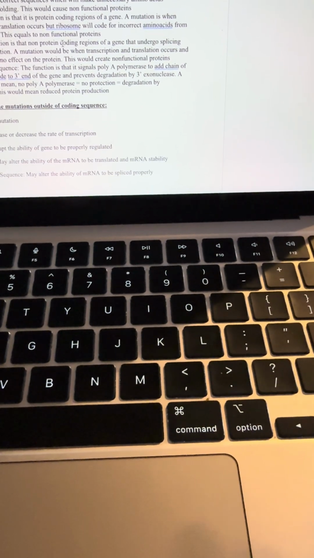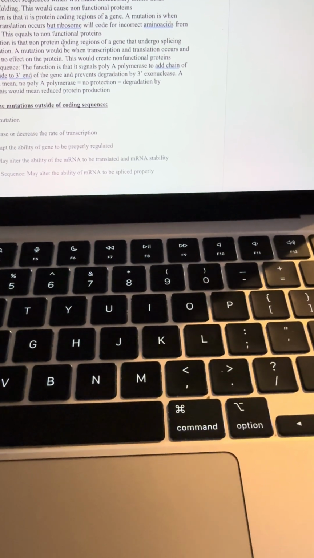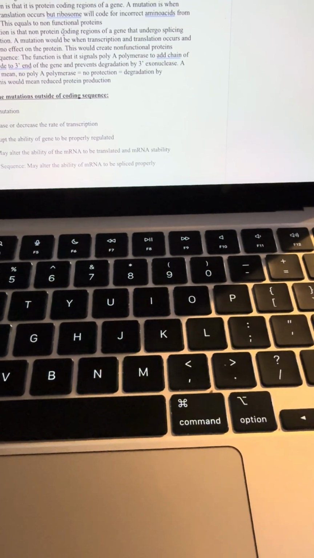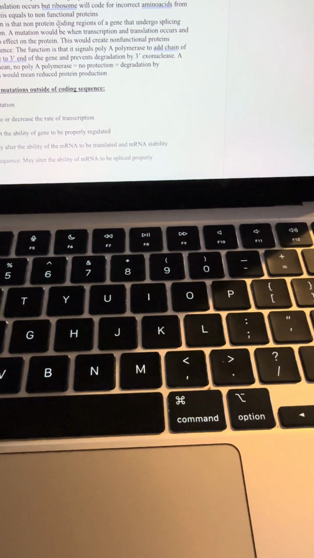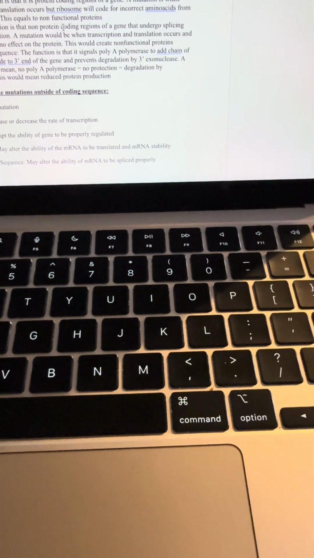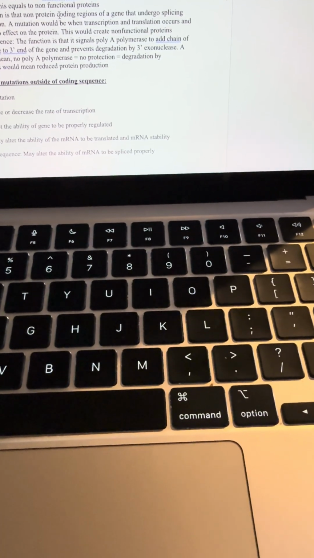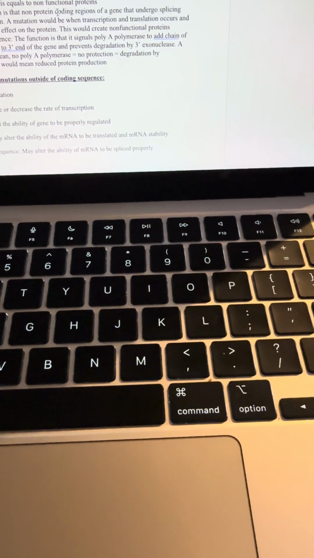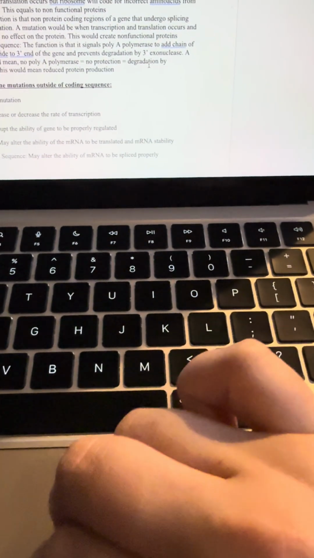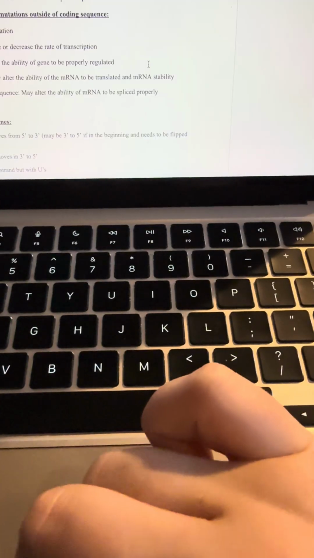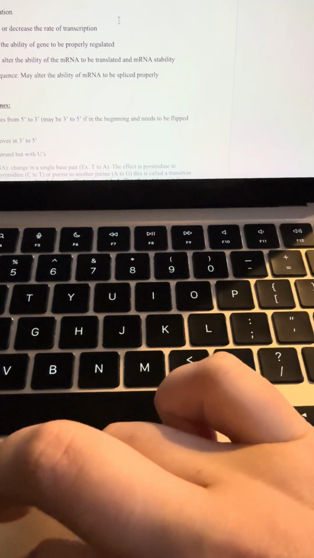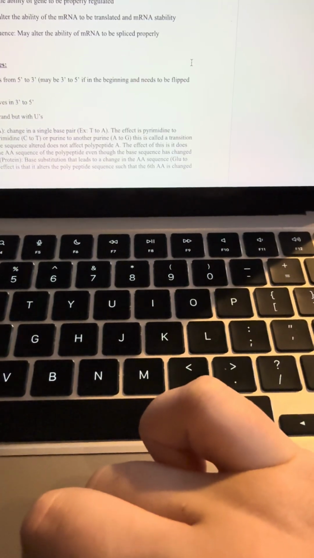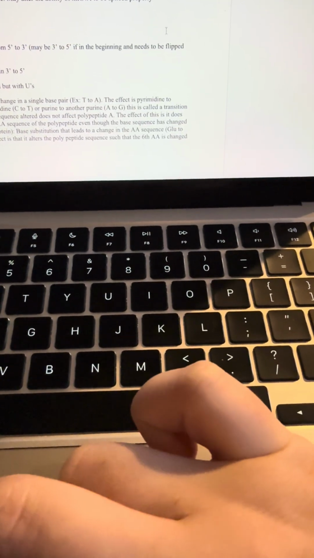Poly A signal sequence. The function is that it signals poly A polymerase to add a chain of adenine nucleotides to the 3' end of the gene and prevents degradation by 3' exonuclease. A mutation would mean no poly A polymerase, no production, degradation by exonuclease. This would mean reduced protein production. Consequences of gene mutations outside of coding sequences.